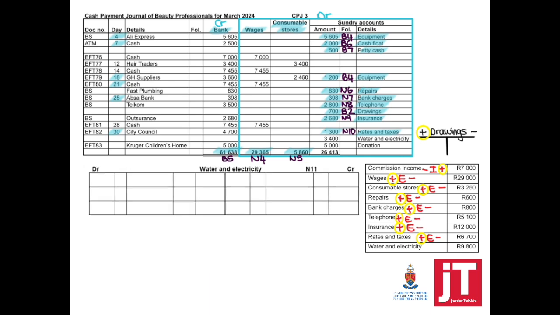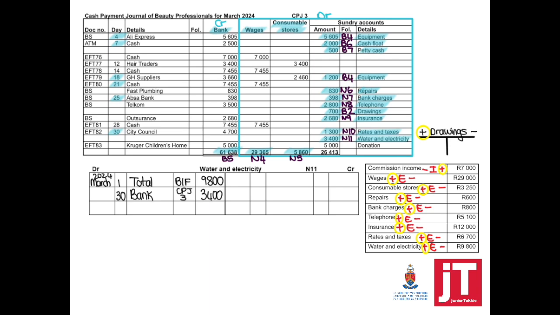Water and electricity is an expense. On the debit side, total brought forward 9,800. From the CPJ, bank is credited, water and electricity debited on the day on which the transaction took place, which is the 30th. Details bank CPJ 3,400 and indicate that you've taken that to account number N11.